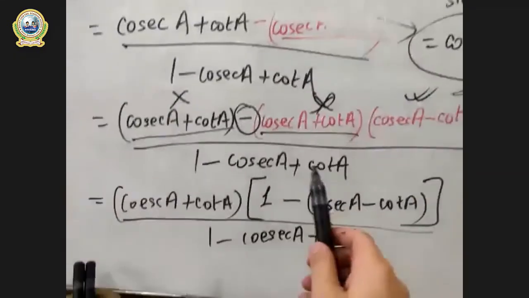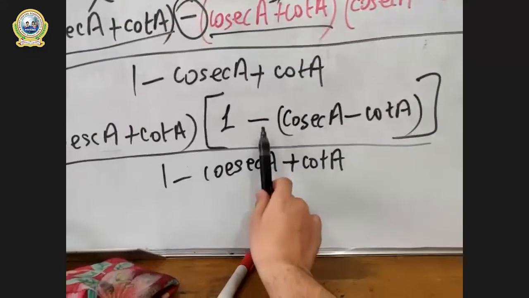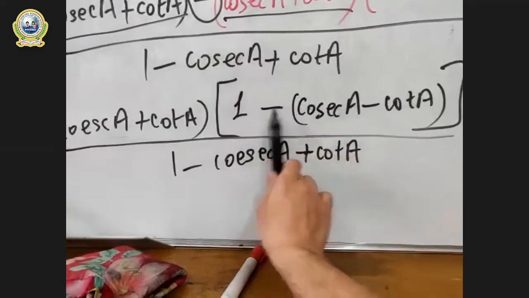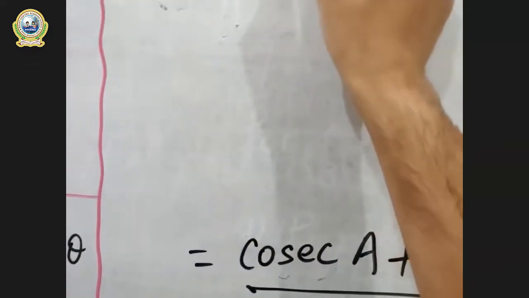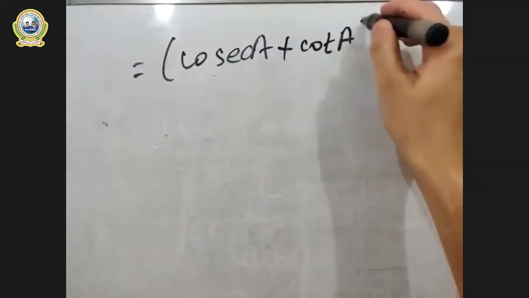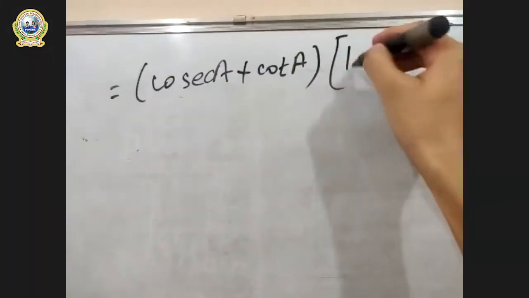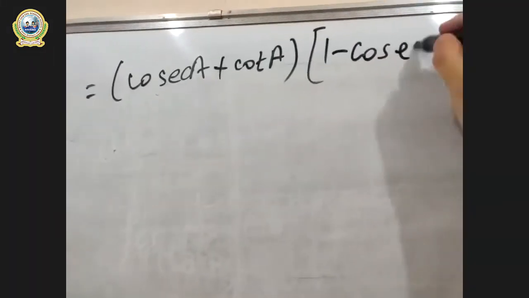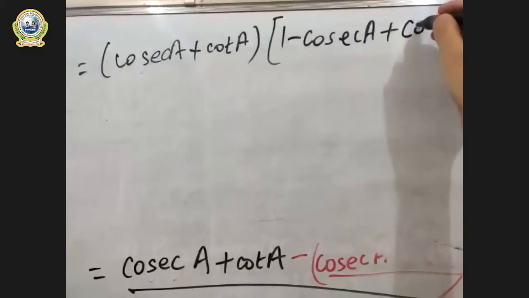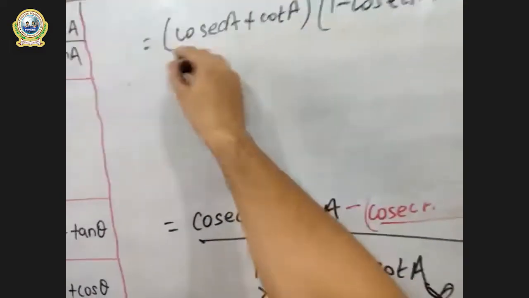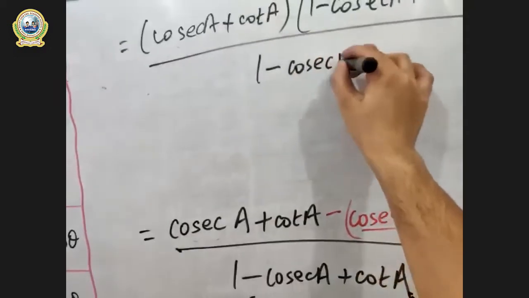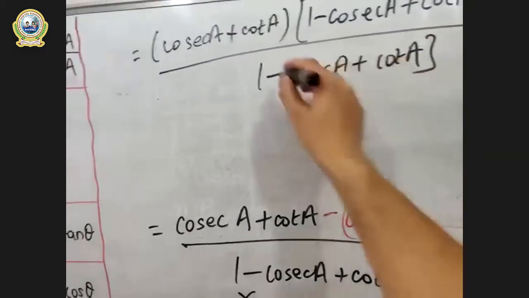Now the next step will be, look here. This is as it is, right? But we can open this bracket by this minus. So it will now be 1 minus cosec A, and minus minus will be plus, right? So now this will look like, copy this cosec A, plus cot A. Copy this as it is. And the second part will be 1 minus cosec A plus cot A. Why is there plus cot A? Because I have opened the bracket, okay? So in the denominator we have 1 minus cosec A plus cot A. Are you clear? This is clear, right?